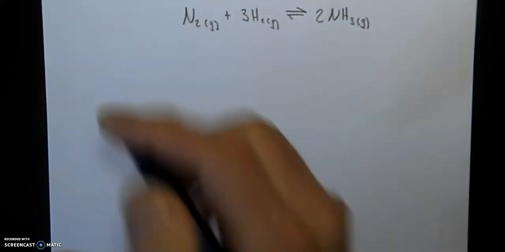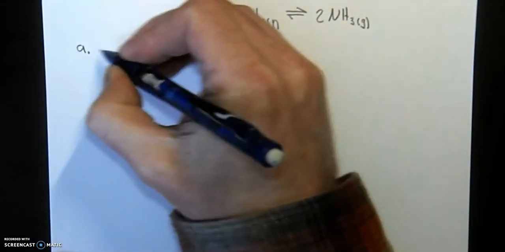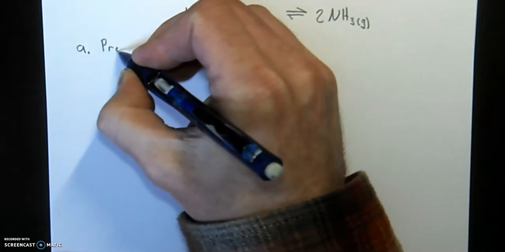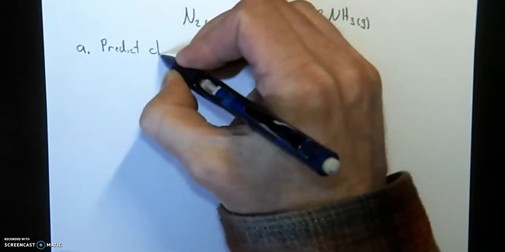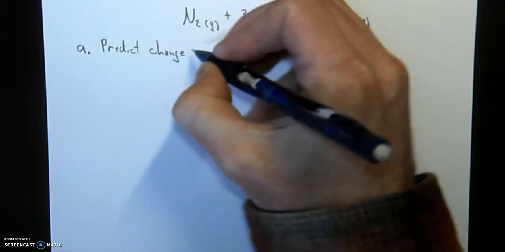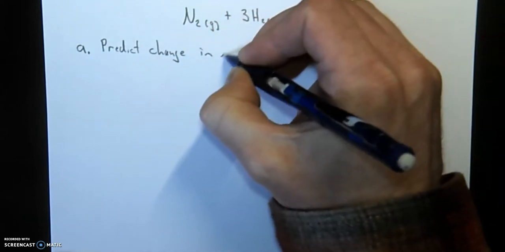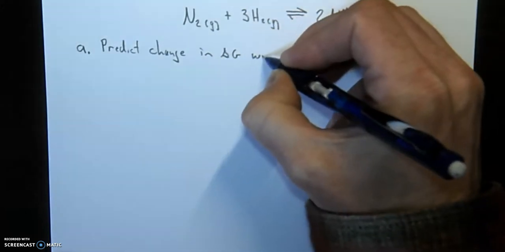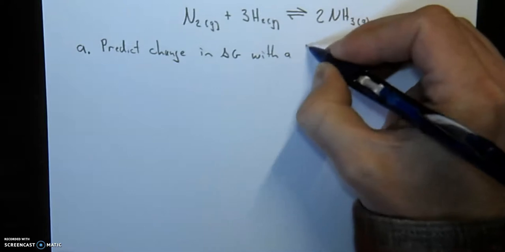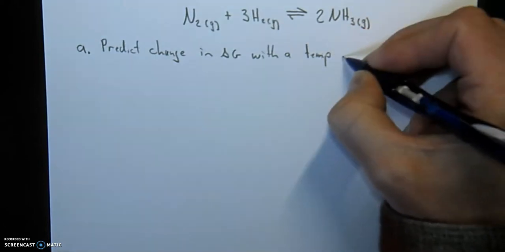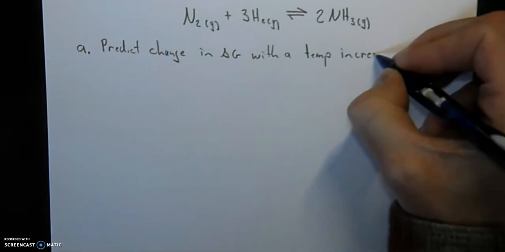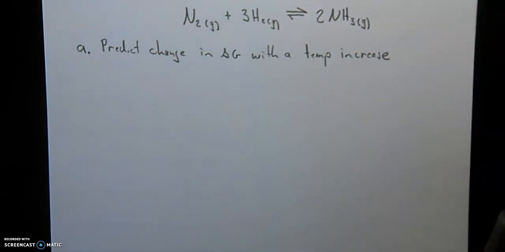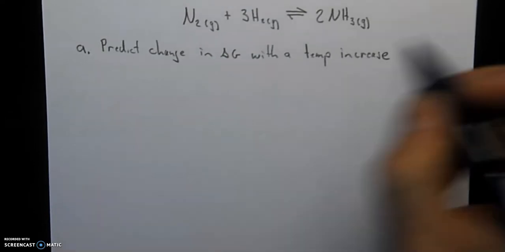Let's look at a question. Predict the change in delta G with a temperature increase. So we want to know what happens to delta G when the temperature goes up. And again, sitting here is like, I have no idea. Well, let's look at our variables available to us and see if we can figure it out.